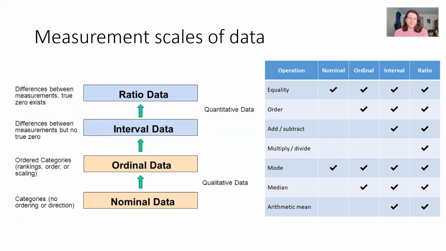but you can't do anything beyond that. With interval data, you can also add and subtract, but you cannot multiply and divide. And so I'll explain why in a moment. But you can also take the mean of interval data. And then with ratio data, you can do any mathematical operation you want.